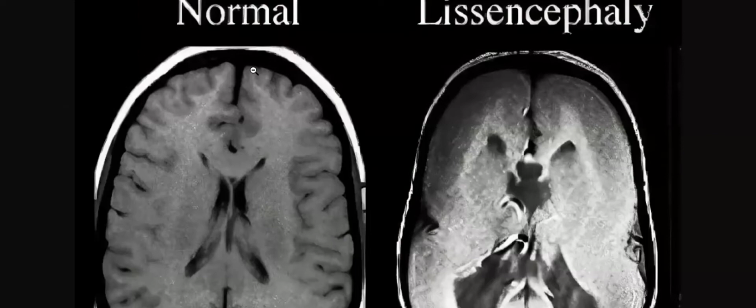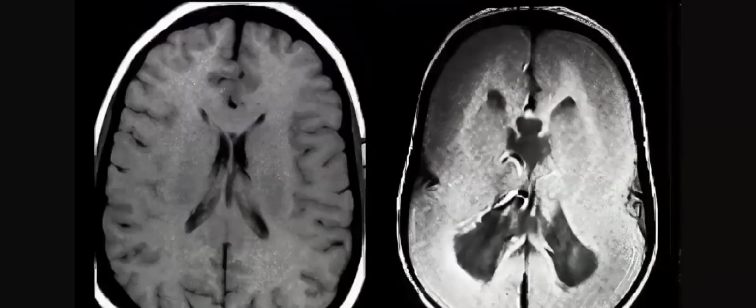There is a normal brain, and here gyri and sulci are present. In this case, gyri and sulci are present and the ventricles are proper. But here there is smoothness. Gyri and sulci are not present.